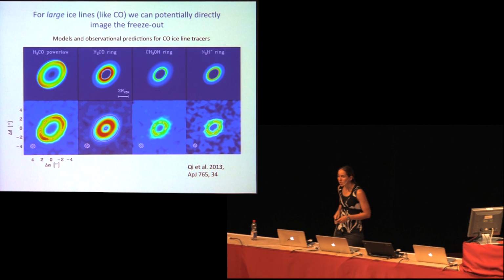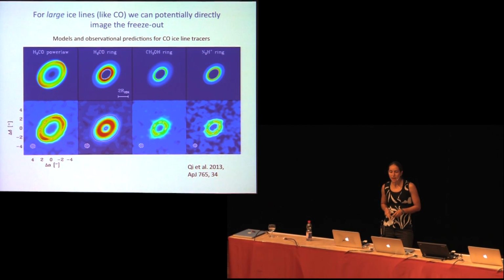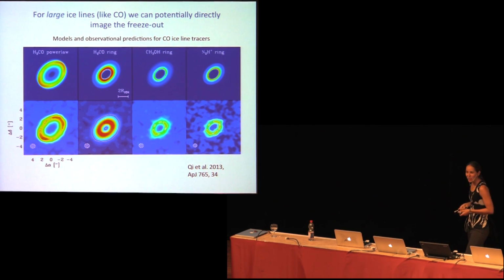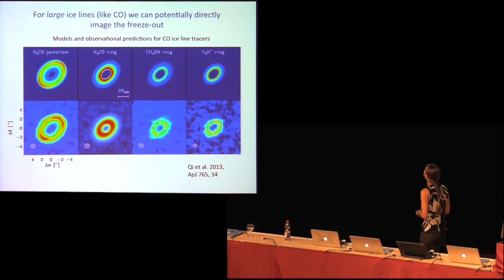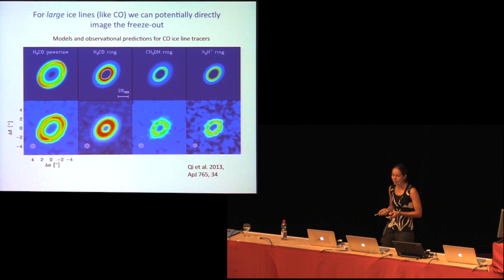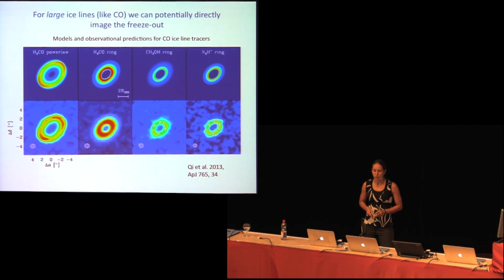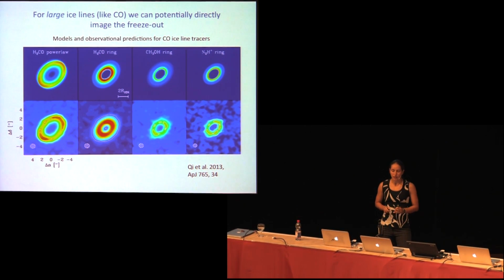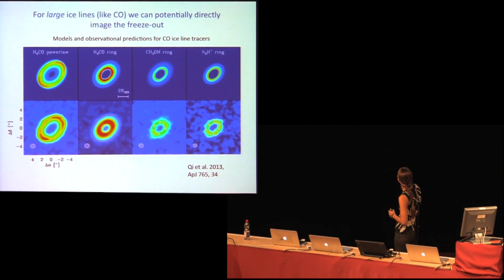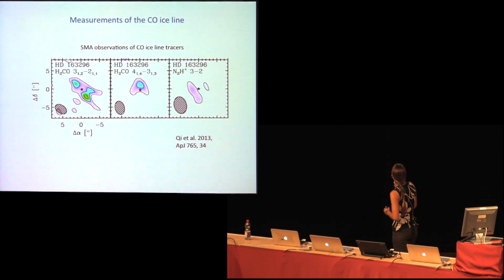Now, for very large ice lines like CO, there's actually the possibility of directly imaging the condensation front, or the freeze-out. I wish these were real images, but they're not yet. These are models of different tracers of the CO freeze-out line. It turns out that CO is a little bit difficult to directly image the CO snow line, but you can use tracers. So these are 3 different chemical tracers and predicted ALMA images from Charlie Chi et al.